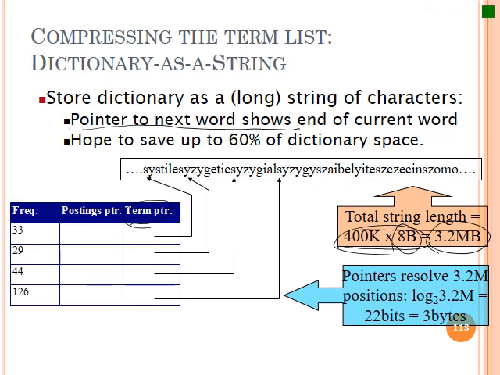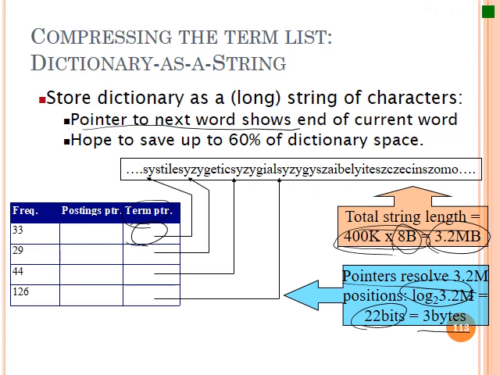And then for each of these pointers, now we know that the total length of this is 3.2 megabytes, right? So the pointer needs to resolve this, and therefore we only need to take the log of this, which is 22 bits, that is roughly equal to 3 bytes. So you only need 3 bytes here to index into this long string and find the word you want.